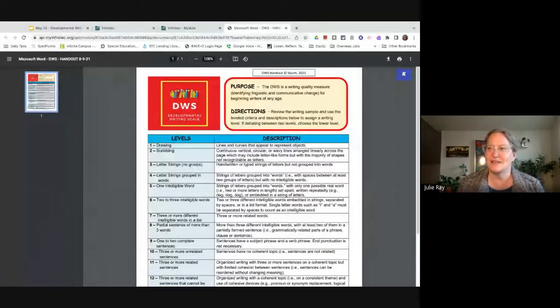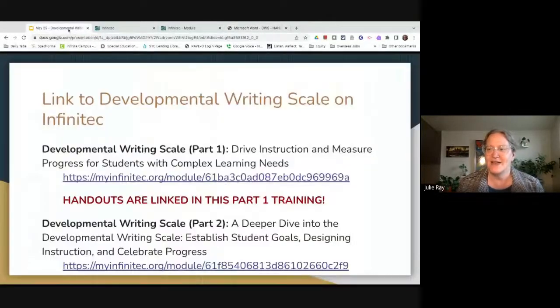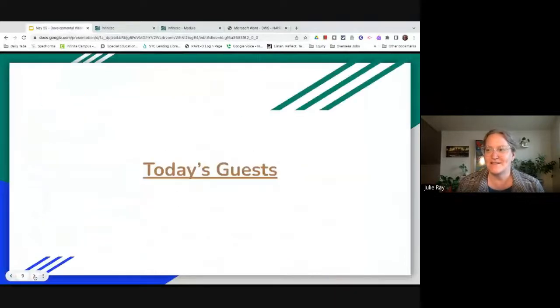So I am going to go back to the slides here and actually turn it over to Terry and Tara to have them fully introduce themselves and then tell us about their experiences using this developmental writing scale.